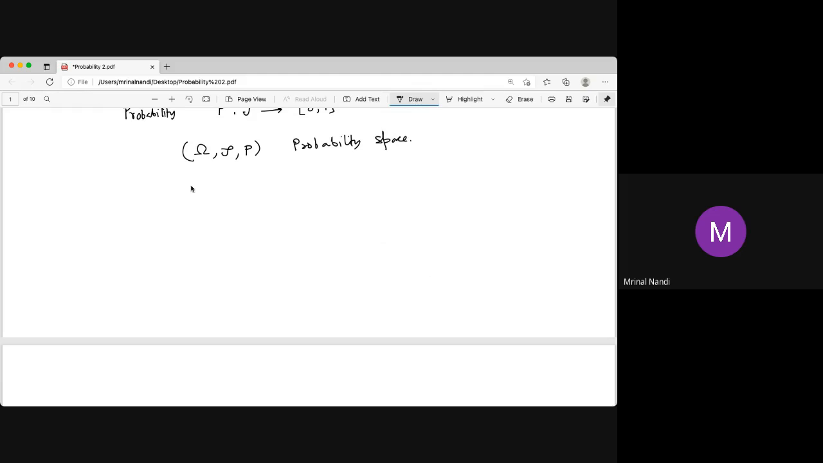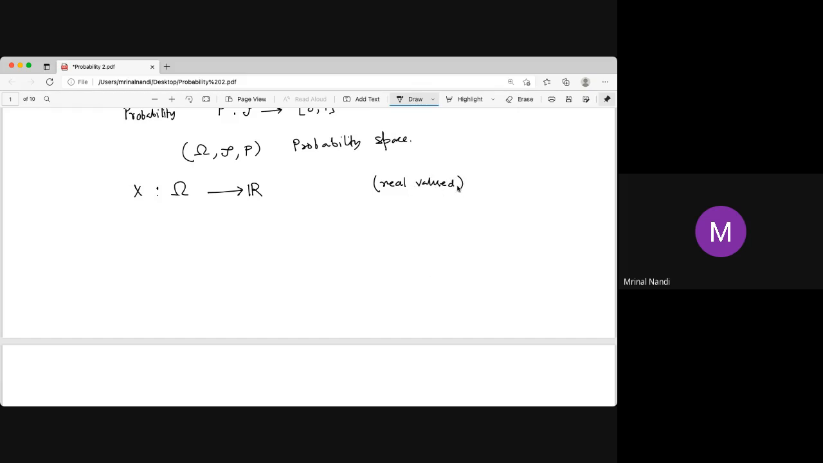Now again, there is one more function. It is called a random variable. This X is a function. What is this function? It is a function from omega to R, and sometimes it's called a real valued random variable. Unless otherwise stated, a random variable is real valued.